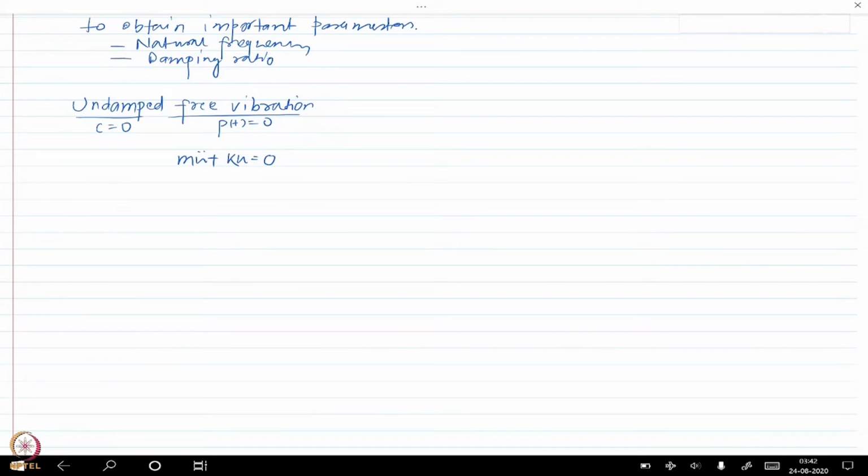Otherwise, if you solve this differential equation without an initial condition, you would get a trivial solution. Okay, so the initial condition needs to be non-zero. What should be the values of u(0) and u dot(0)? One of them must be non-zero to initiate the free vibration. Okay, so these two conditions need to be utilized.